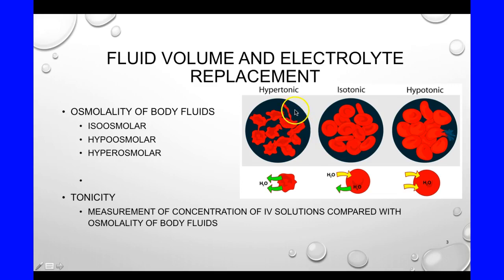Then we have over here, hypertonic. What does that mean? Let's go over here to hypotonic first. So here's your cells. Now, do you see how they're more swollen than your isotonic? That means that more water has gone into your cells to swell them up.